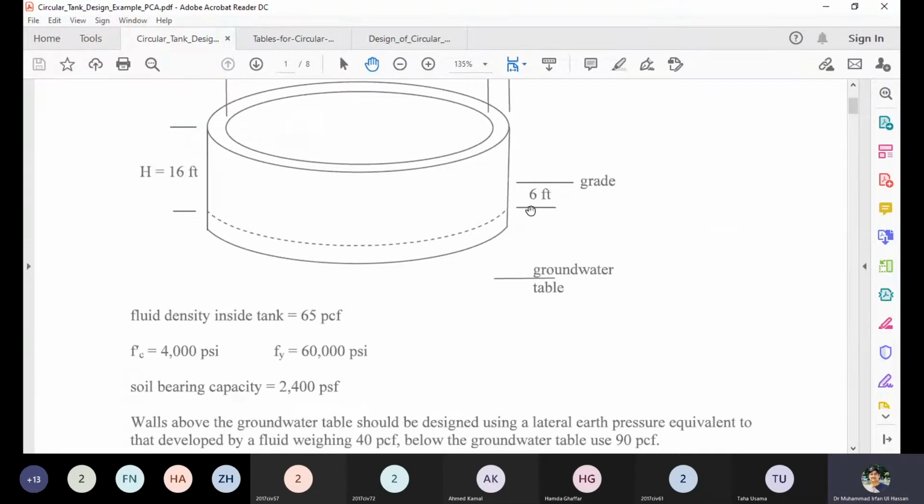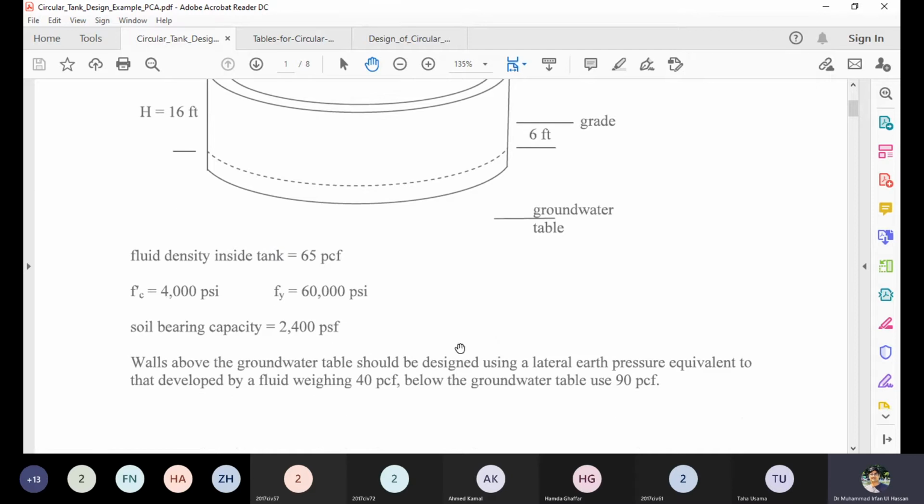The groundwater table is slightly lower than the circular tank, but it's very close to the base of the tank. Fluid density is 65, f'c is 4 ksi, fy is 60 ksi, and soil bearing capacity is 2400.